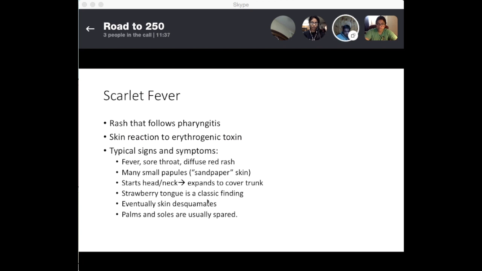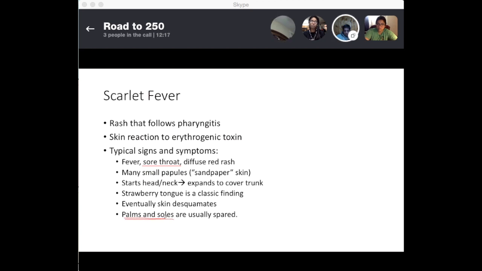And where else do you see strawberry tongue? What other disease? Kawasaki. But Kawasaki also has strawberry tongue and a rash. So how do you differentiate Kawasaki from scarlet fever? Conjunctivitis. Okay, that's one way, but the other quicker way is sore throat. Kawasaki will not have a sore throat. But that's typically for your board exams. In a clinical setting, it's probably really hard to differentiate. The rash for scarlet fever does not affect the palms and soles.